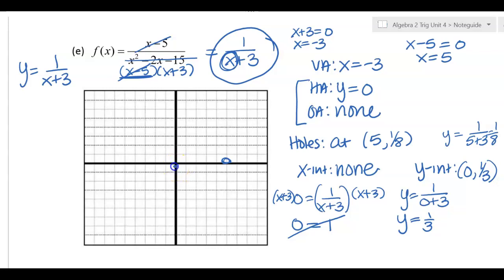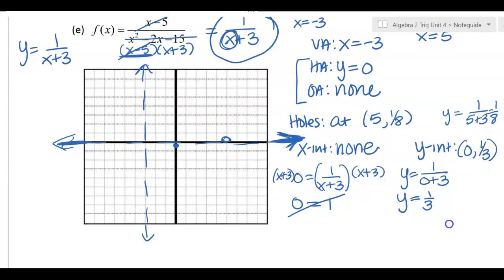So 0, 1/3. And then I'm going to fill in my asymptotes. So my horizontal asymptote is here at 0. Remember, that's really just there for your end behavior. I'm emphasizing the ends. Whereas your vertical asymptote is to split your graph apart into different branches.